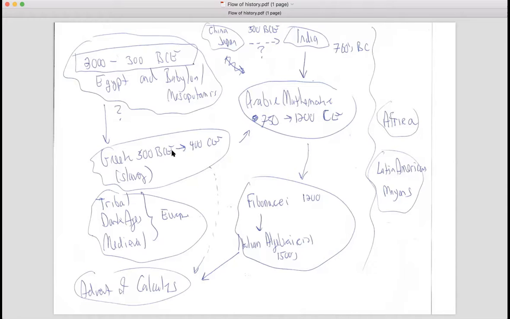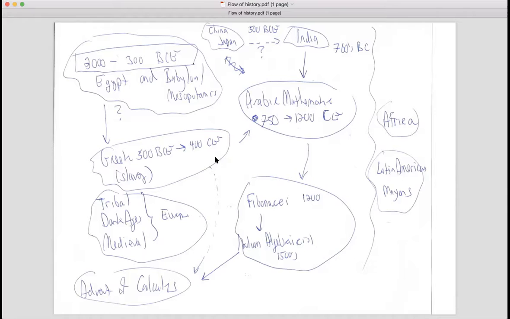And I'm not saying other cultures here didn't have slaves, but we do know about the Greek culture. So that's one line of development. And notice there's no line between Greek and Europe that's direct. You see this dotted line that goes later to about 1600. And I'll discuss that.